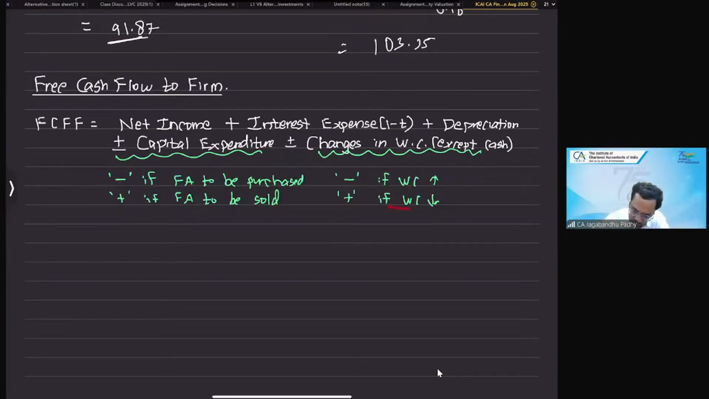So if the working capital is reducing, you're actually getting the cash flows released. If the working capital is rising, you're essentially investing the cash flows into the working capital. So that is one approach of calculating the free cash flow for the firm, which is FCFF, right?